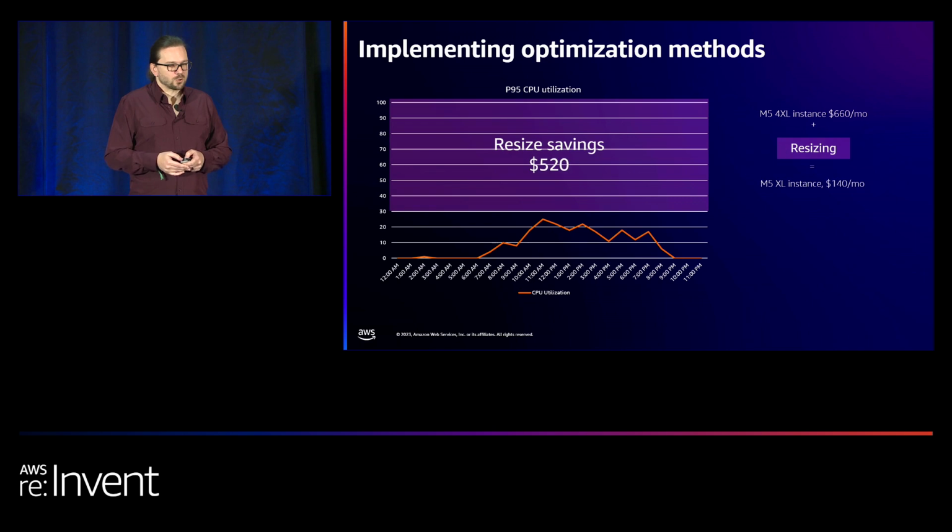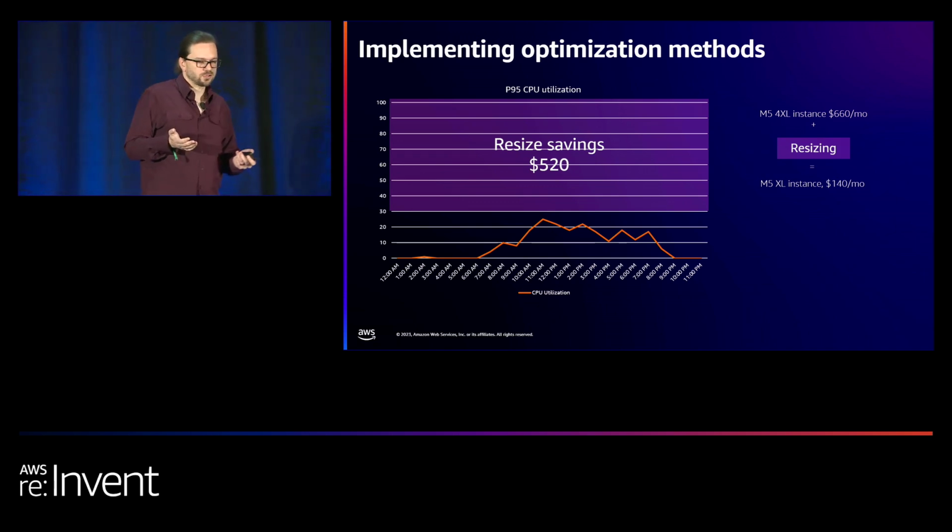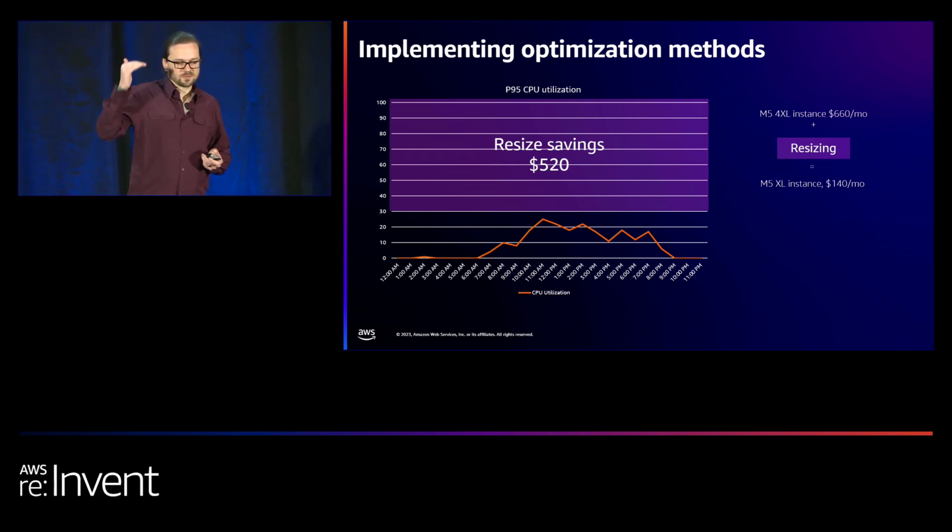Okay. So if we were to right-size this workload and still leave a little bit of extra buffer on top of what we see the utilization doing, we can take this 4XL and move it to an M5XL, and that takes the retail cost from $660 down to $140. So we save a pretty significant amount of money just sizing this correctly. But we can do more.